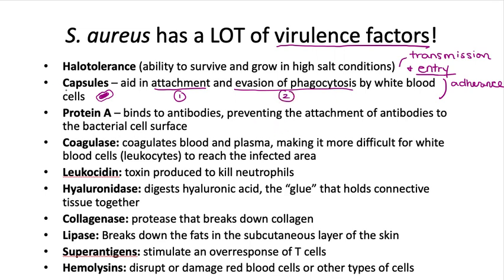And so one thing to note, does Staph aureus have capsules? The answer is yes, they do. It's listed right here. Along with capsules, protein A, coagulase, and leukocidin, all of these are going to be virulence factors that help Staph aureus evade our host defenses.